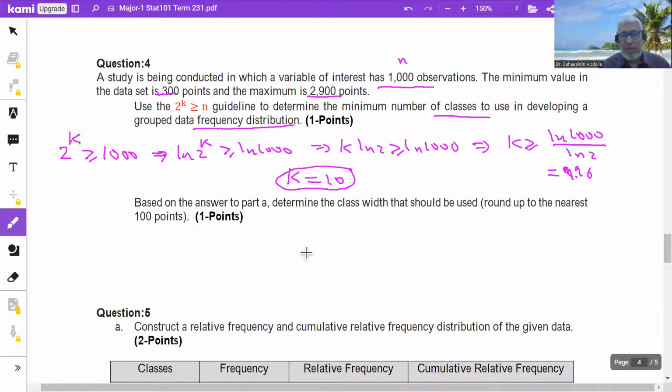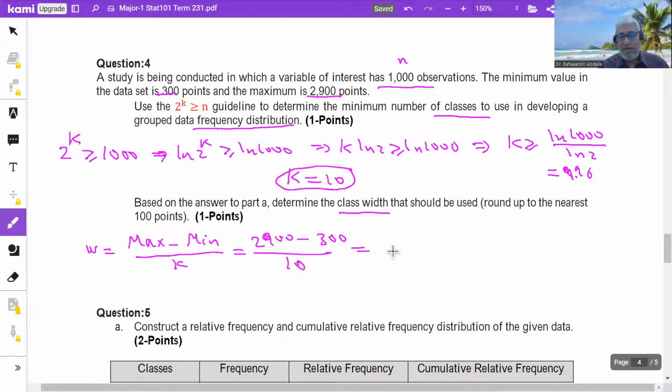Based on the answer to part A, determine the class width. Well, the definition of the class width is the maximum minus the minimum over the number of classes, which is k, which we found here. So the maximum is 2,900 and the minimum is 300, and the number of classes, as we found in part A, is 10. If you subtract and divide, you will find that the answer is 260.